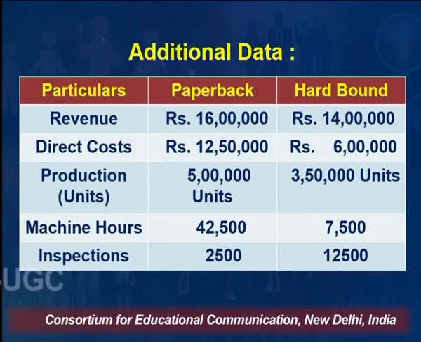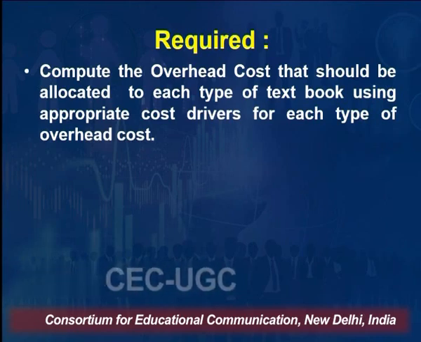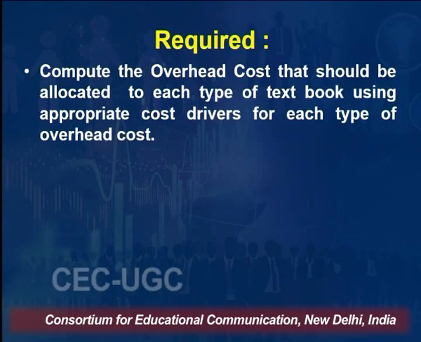So these were the basic information provided by the publisher regarding their revenue, their direct costs, their production units, their machine hours and inspections. Initially, when we look at the question, we can identify that there are 2 cost drivers. One is machine hour, another is inspection. So let us see what is there in store for us in this question. Additionally, what they are asking, what they are expecting from us is that we have to compute the overhead cost that should be allocated to each type of textbook, and we have to use appropriate cost driver. Question is telling us that it is being left to us that we have to use appropriate cost drivers for each type of overhead cost.